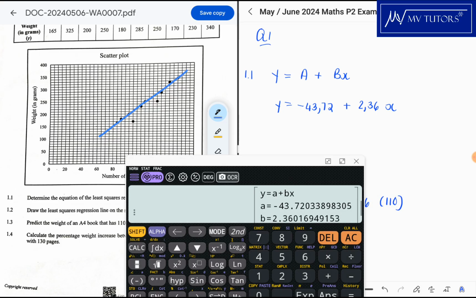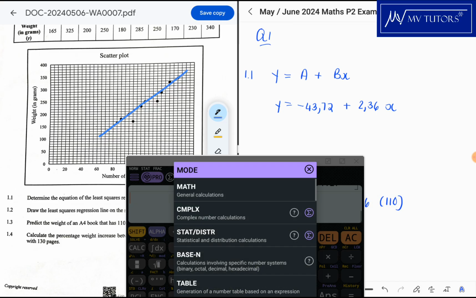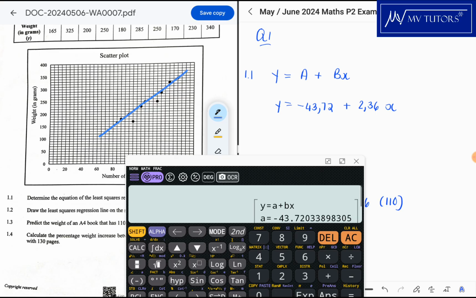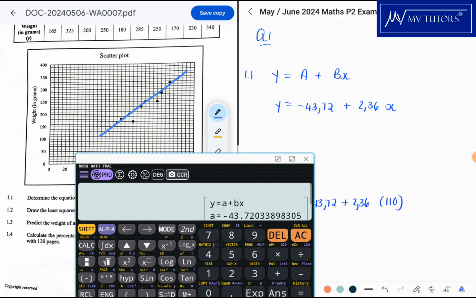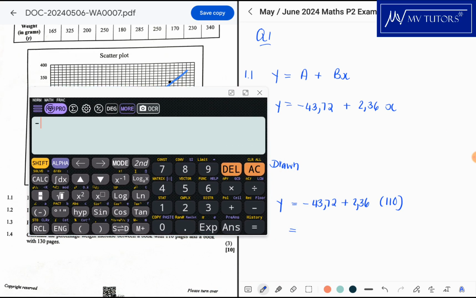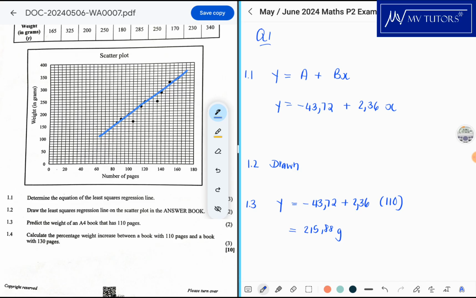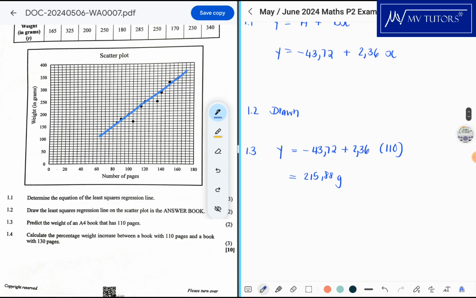So where is our calculator? I'm just going to go to the normal mode. So we have negative 43,72 plus 2,36 times 110, and we get an answer of 215,88 grams. Okay, remember they asked for the weight, so you must give the unit in grams.